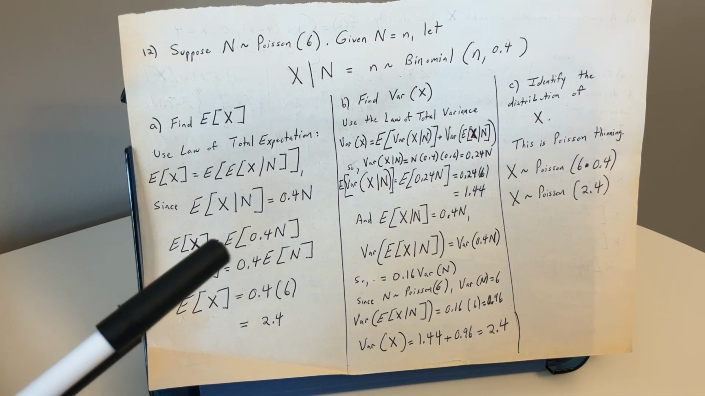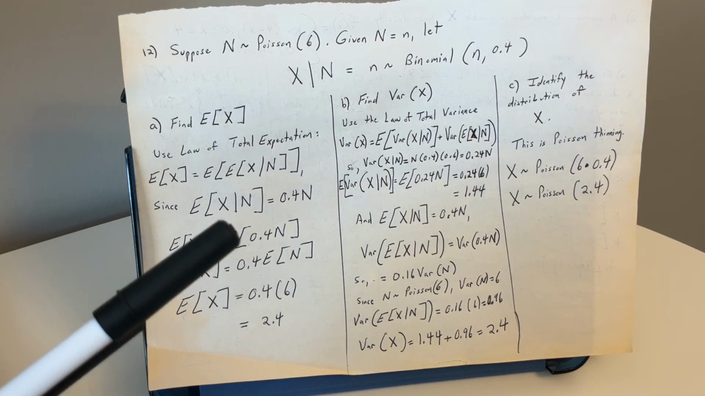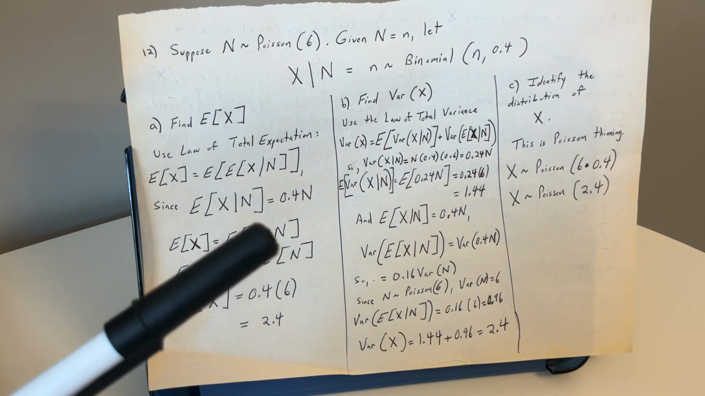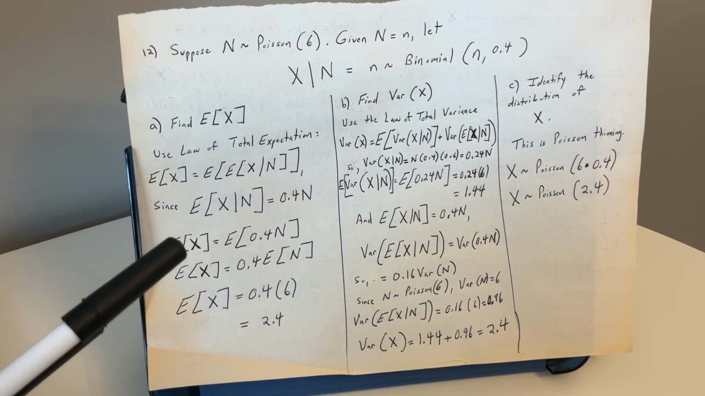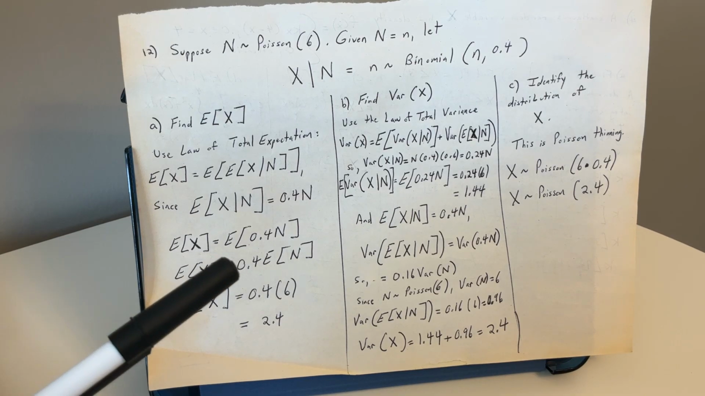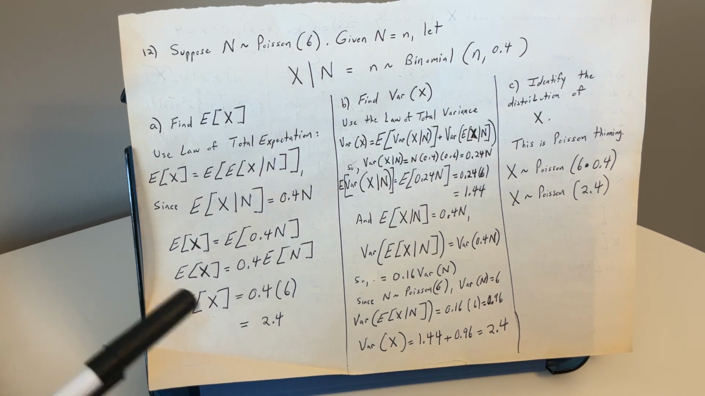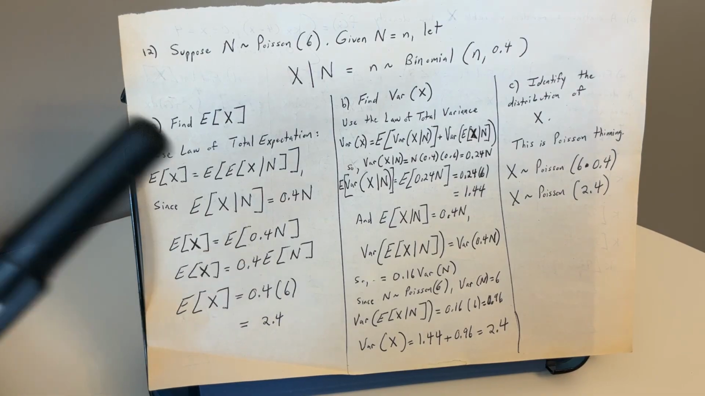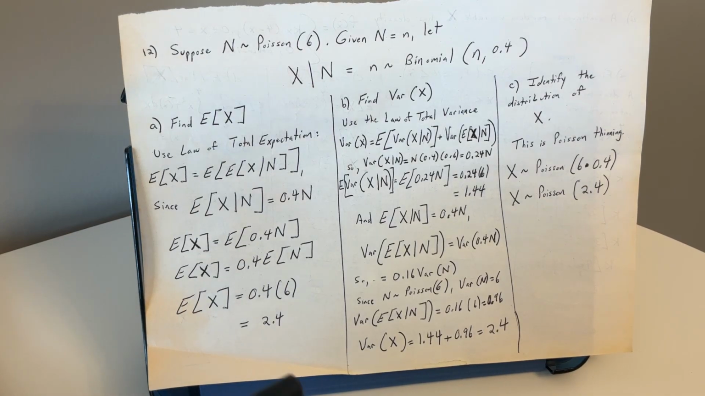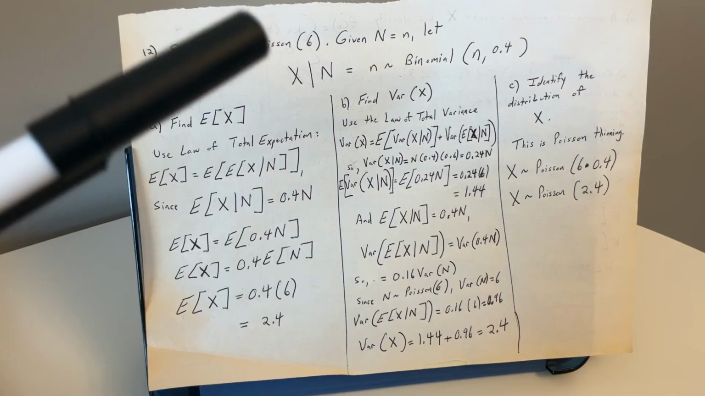And now E of X equals E of 0.4n, which equals 0.4 times E of N. Substituting, that expected value is just going to be 0.4 times 6. So that's just going to be 2.4 for the expected value. And that's just substitution there at the end.